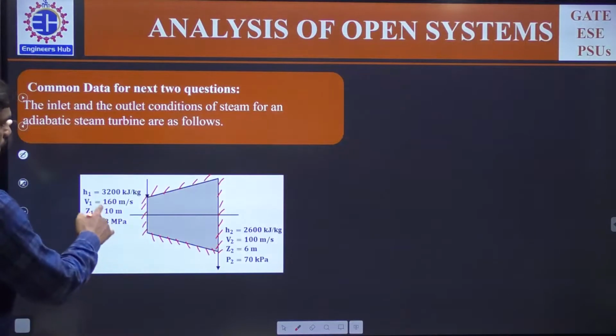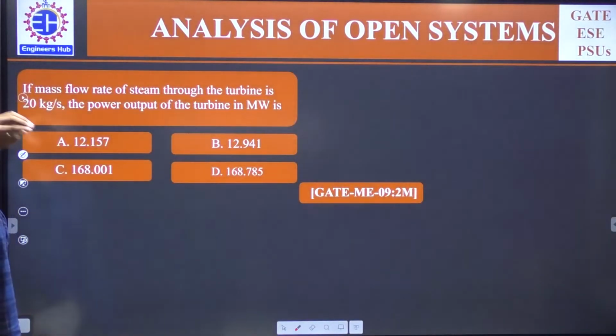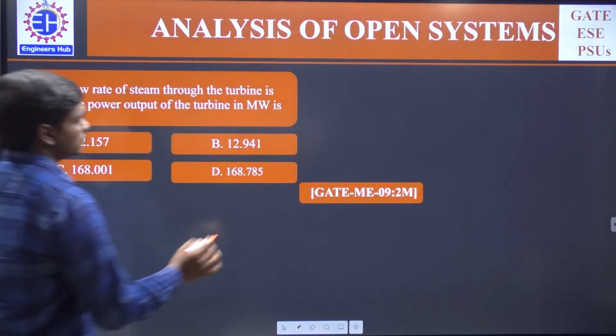Of course, these are the values, inlet and outlet conditions. So see what he's asking for. If mass flow rate of the steam through the turbine is 20 kg per second, the power output of the turbine. So see here.